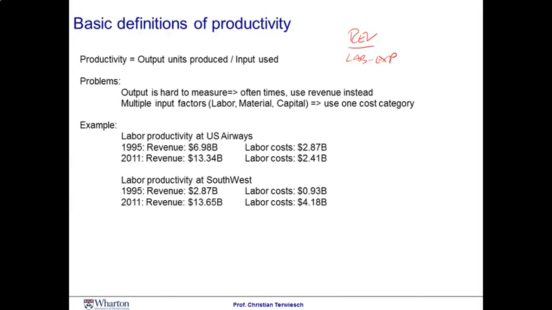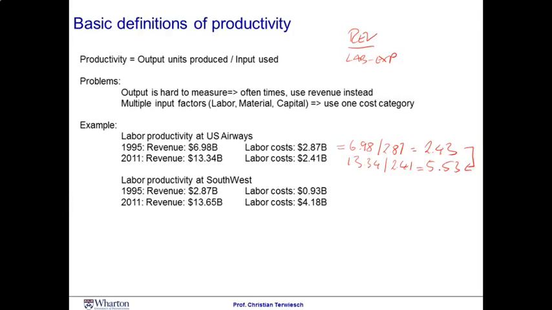In 1995, US Airways had $6.98 billion of revenue. Their labor cost was $2.87 billion. This gives us a labor productivity of 6.98 divided by 2.87, which equals 2.43. 16 years later, the numbers had changed. Revenue had grown to 13.34, with the labor expenses being at 2.41. This has increased the labor productivity to 5.53. Notice that labor productivity in those 16 years at US Airways more than doubled.